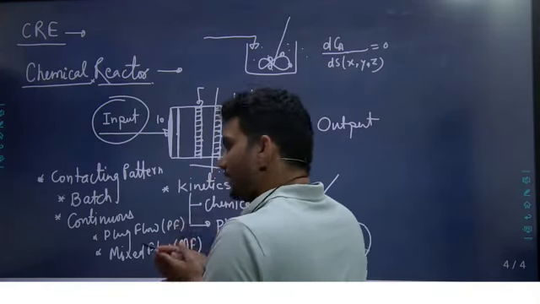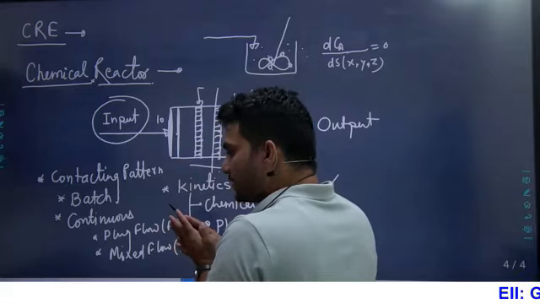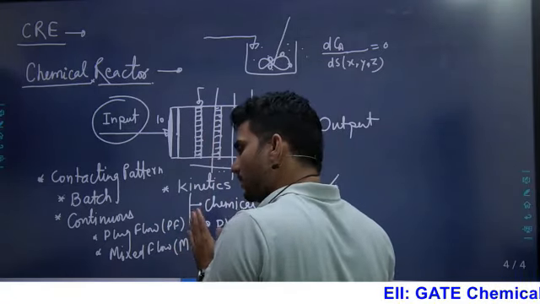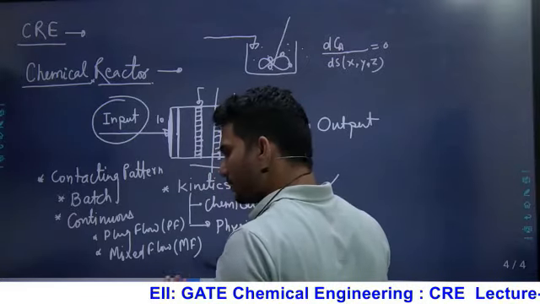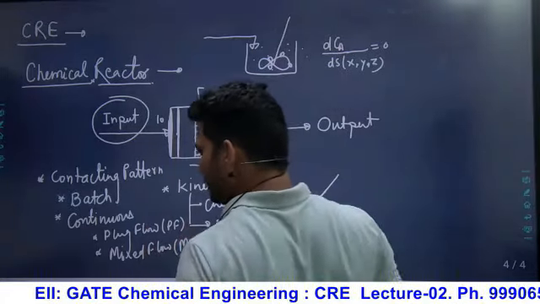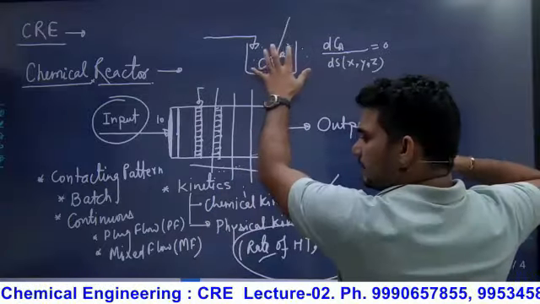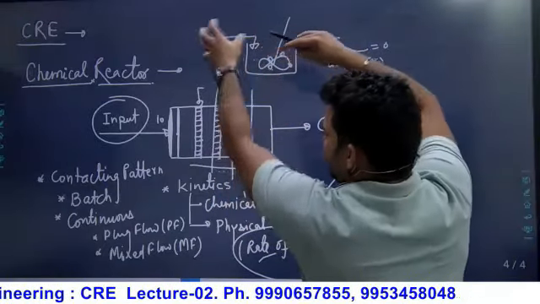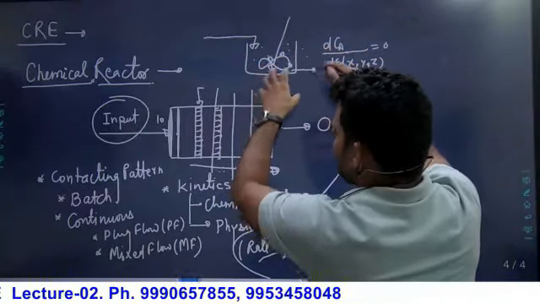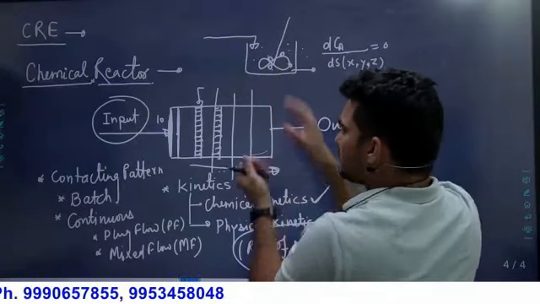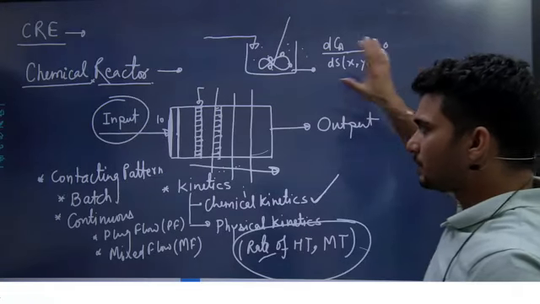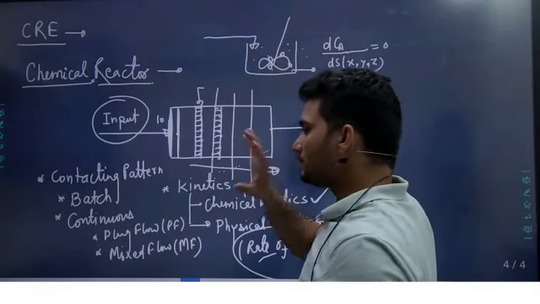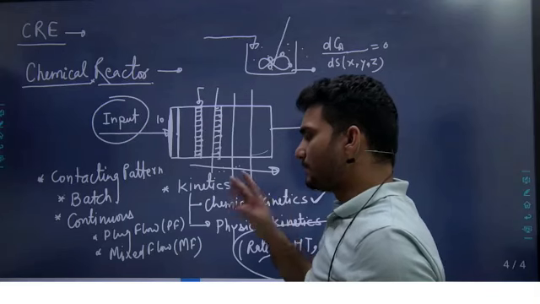But in actual condition it is not possible. So due to that, I am saying it as the ideal flow, the ideal condition. In this case, as the reactant enters, at the same time there will be uniform mixing, so there will be no concentration gradient in any direction, either x, y or z direction. So I am saying it as the mixed flow.